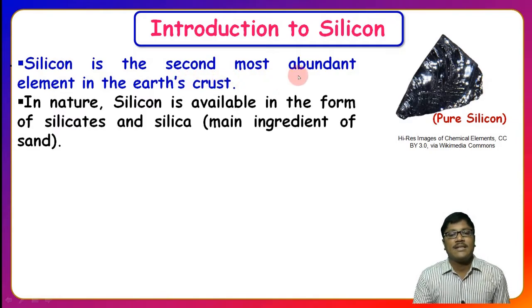Silicon is the second most abundant element in the earth's crust after oxygen. In nature, silicon is available in the form of silicates and silica. Silica is the main ingredient of sand. In the picture, you can see silicon in its native state.